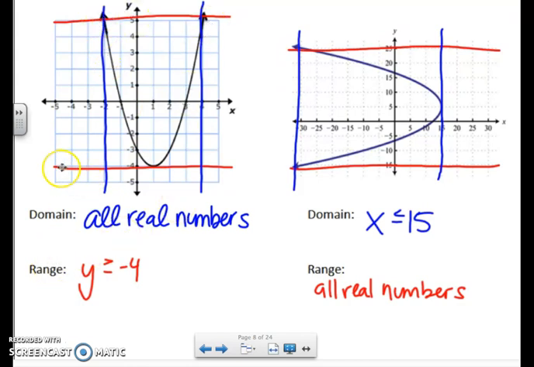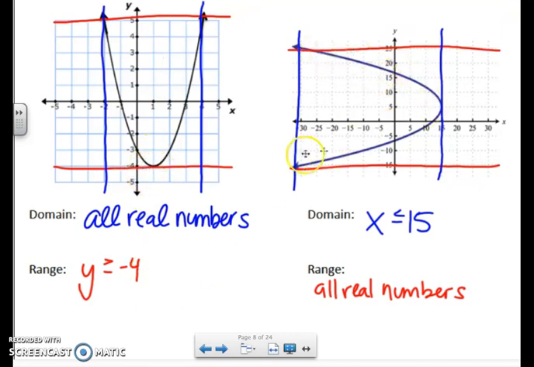For the range, the lowest it went was a -4, and then the highest, when I drew that line, I hit 2 arrows, which means it goes forever and ever up. And so since there's a minimum and then it goes forever up, I'm going to write it this weird way again. So I'd start with y for range, greater than or equal to because it's going up, and up means greater, and the lowest it hit was a -4.